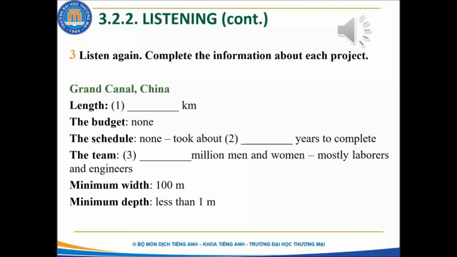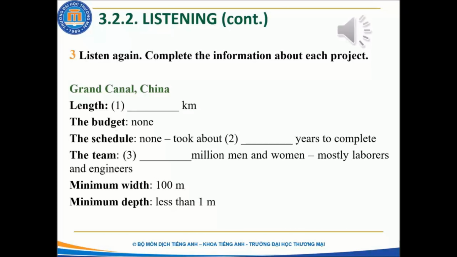We continue with section listening, part 3.2, exercise 3. We now listen again to the recording of 3 canals. What you have to do is to complete the information about each project. So we start first with Grand Canal in China. You listen and fill in the blank from number 1 to number 3.